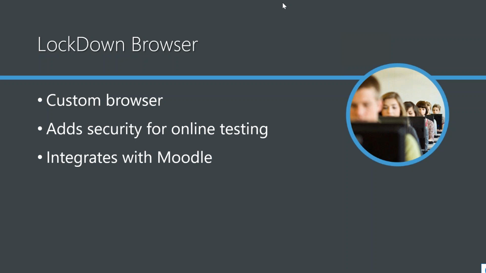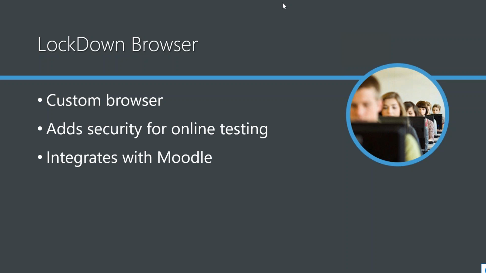Lockdown Browser is the base layer application. It is a custom browser. It's installed in addition to any other browser that your students are using. The goal with Lockdown Browser is to add security to those online assessments and really to make sure that the academic integrity portion is nailed down for the institution.